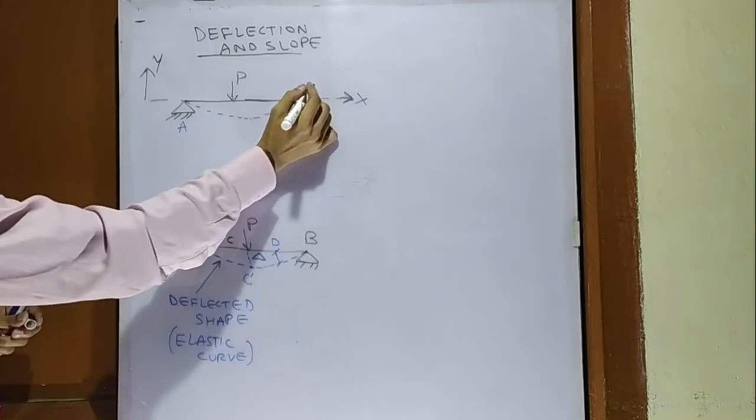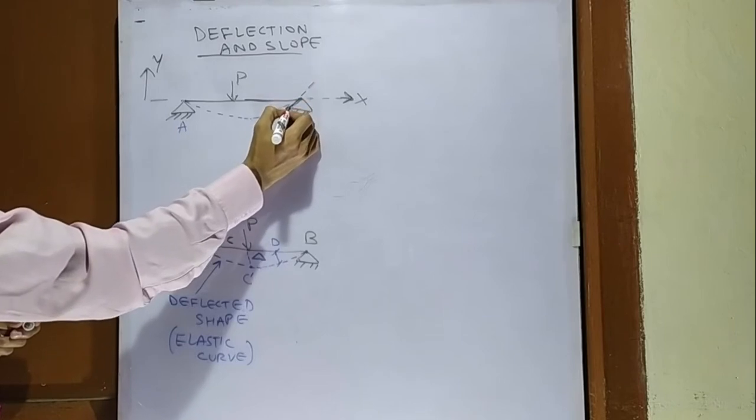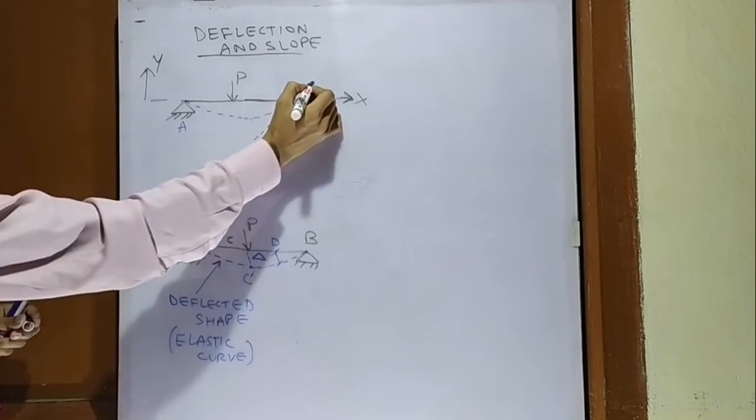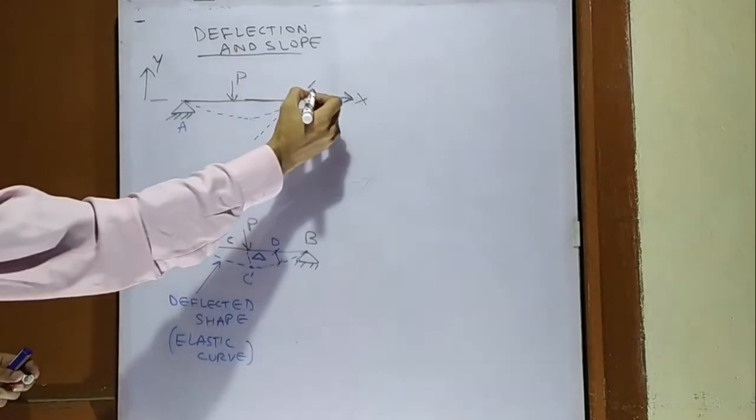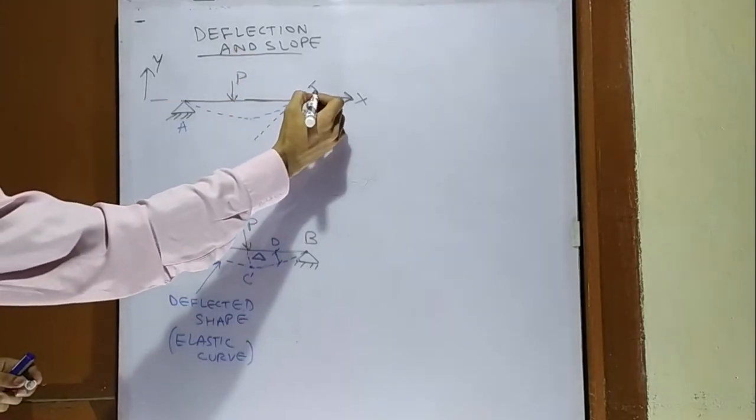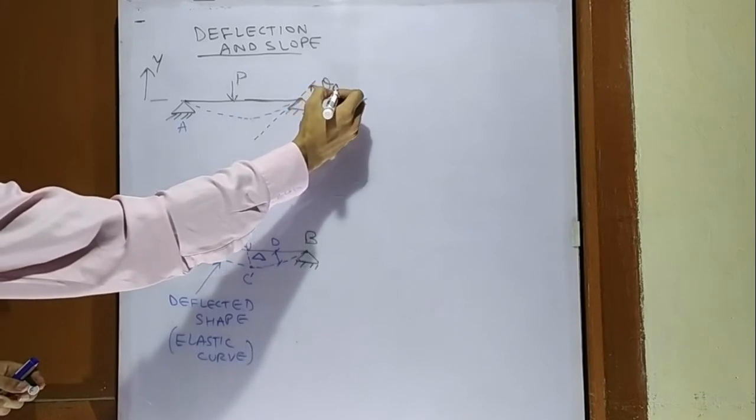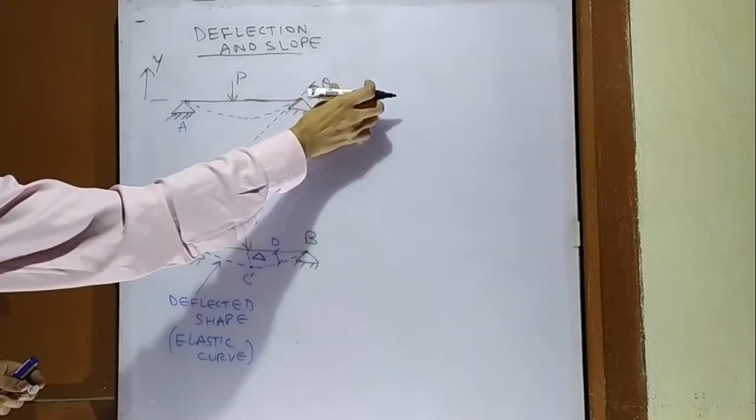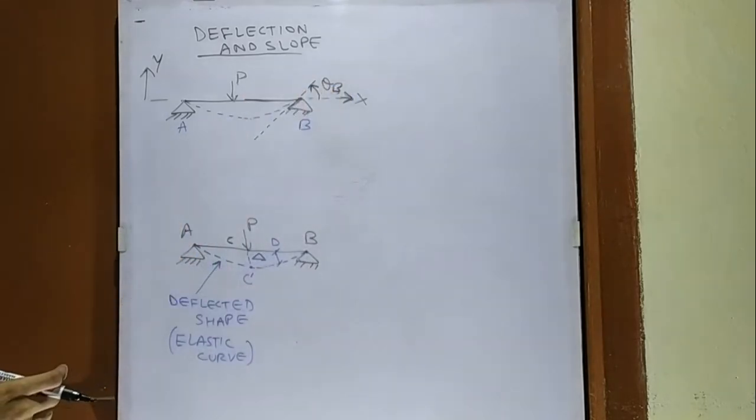We will just draw a tangent at B like this, and we will just measure the angle between the x-axis and this tangent in the counterclockwise direction. This will be our theta B. Okay, so what is slope?